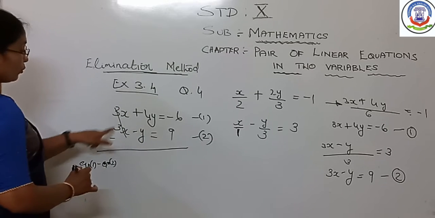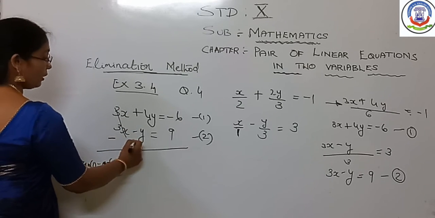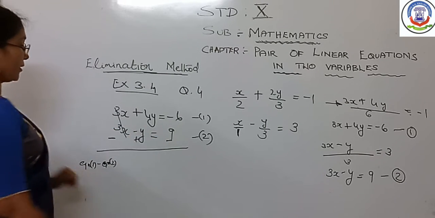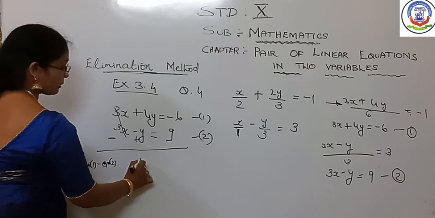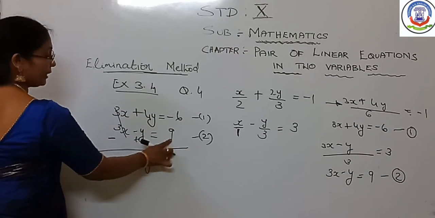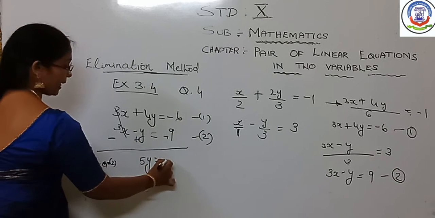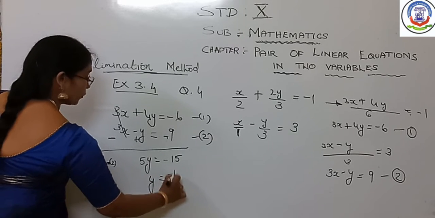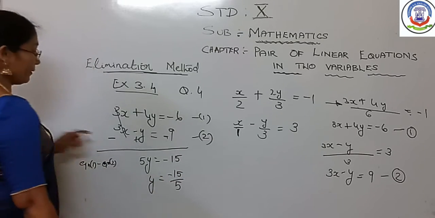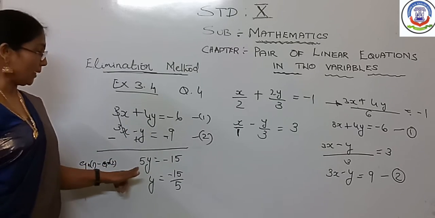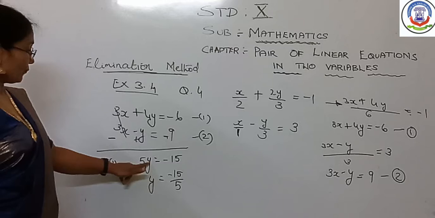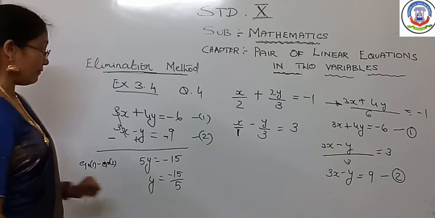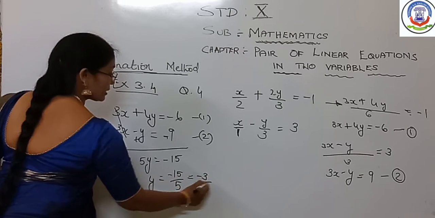So the x terms will be cancelled. Why? Because the signs of all the terms of the second equation will be changed: plus becomes minus and minus becomes plus. Now plus 4y and plus 3y come to 7y, and on the right both terms are minus, minus 6 minus 9, which is equal to minus 15. You have changed this into a linear equation in one variable, and because of that you have got the value of y, very simply: minus 15 divided by 5 is equal to minus 3.